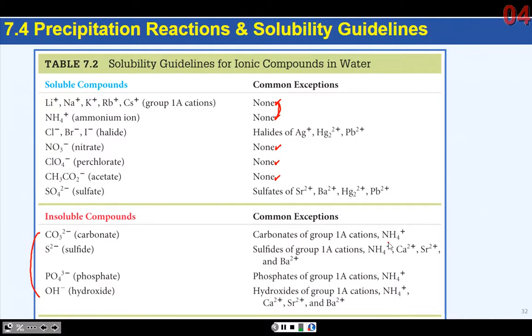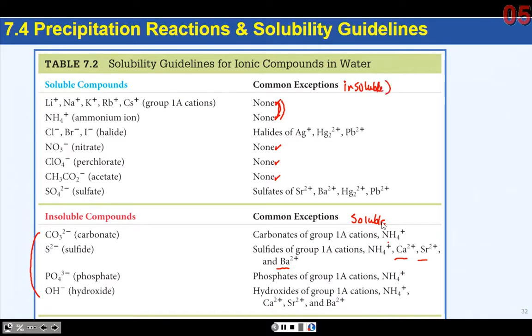Sulfides are generally not going to be soluble unless you put them with those always soluble things that showed up at the top, or a couple of other choices. Calcium, strontium, and barium happen to be soluble for those sulfides. So the exceptions are going to be soluble in this case.